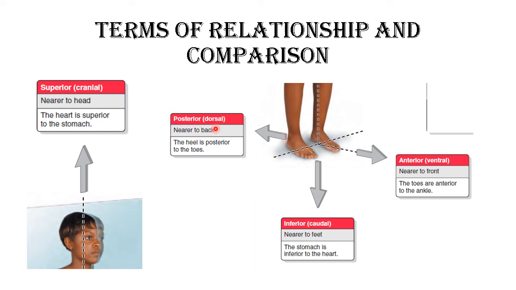So next we have the posterior. Posterior is also known as dorsal. If the structures are lying toward the back of the body, this is known as posterior in position, such that the heel is posterior to the toes. This is the anterior side and this is the posterior side. So the heel is posterior while the toes are lying anteriorly.